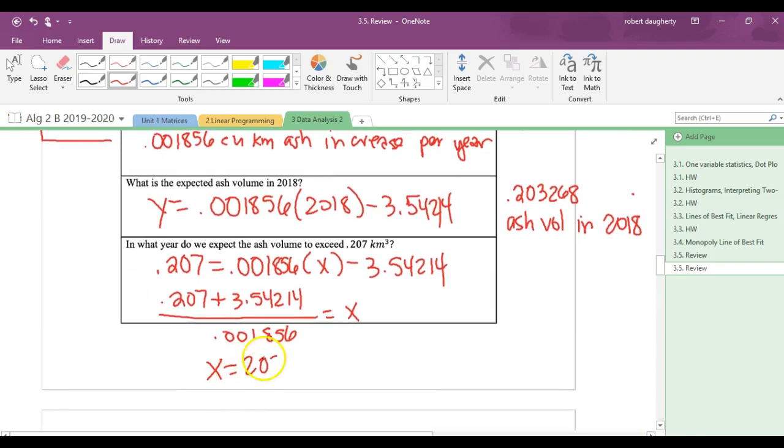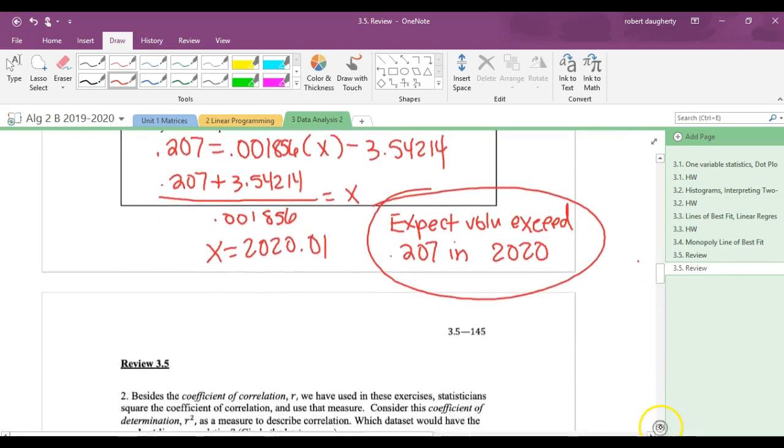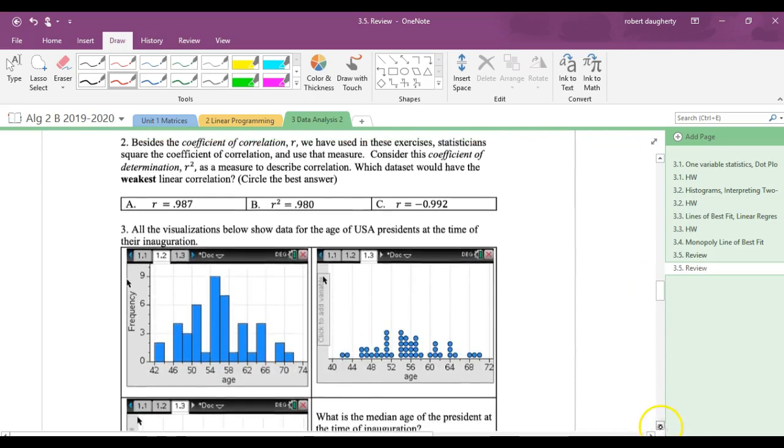x equals 2020.01. What year is that? So that tells me that's the year 2020. So we expect the volume to exceed 0.207 in the year 2020. Okay. So if that had been like 2020.8, that's still the year 2020. Okay, it happens in the year 2020. Okay, well, let's move on. So there were a lot of little pieces to that one problem.